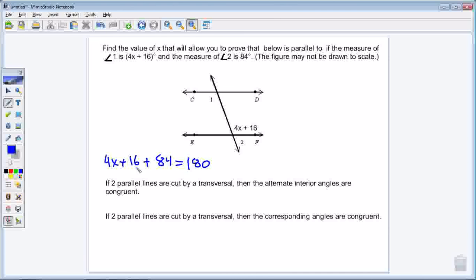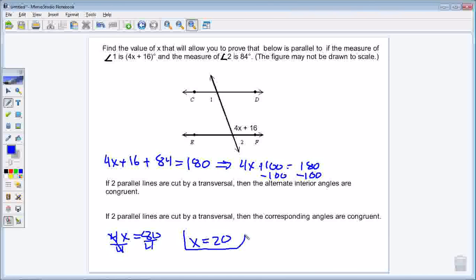So I'll go ahead and add these up here. 16 plus 84 is 100. That gives me 4x + 100 = 180. I'll now subtract 100 from both sides, and that gives me 4x = 80. Now I can divide by 4, these cancel out, and x is going to be 20.